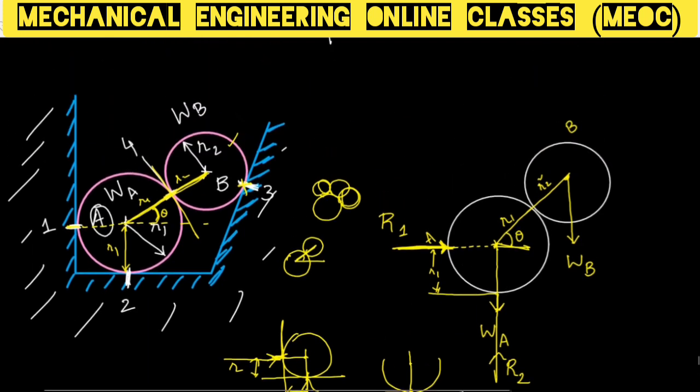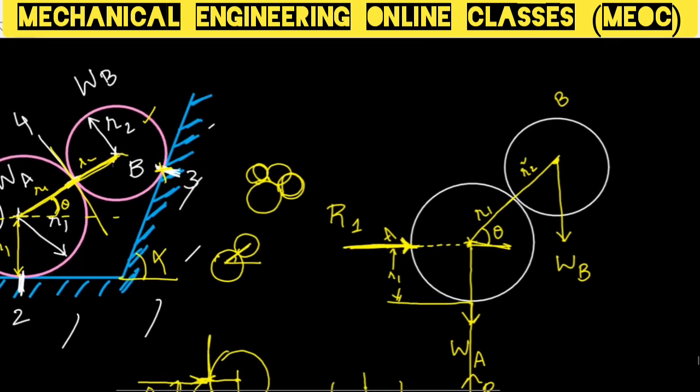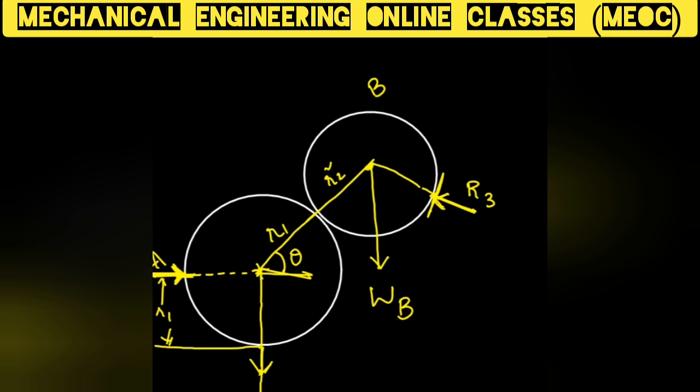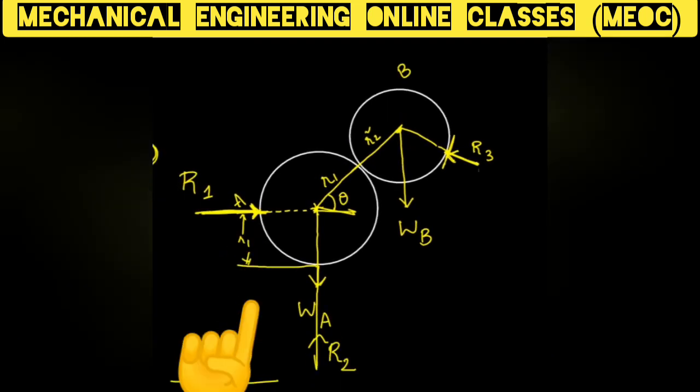Now similarly, there is a point of contact for cylinder B at point 3. Here also we must exactly know where point 3 is on the circle. Point 3 is here on the circle, then this will be the tangent, and the normal reaction will be perpendicular to it and towards the center of the circle. So this is R3. So this is the FBD of both the cylinders taken as a unit.